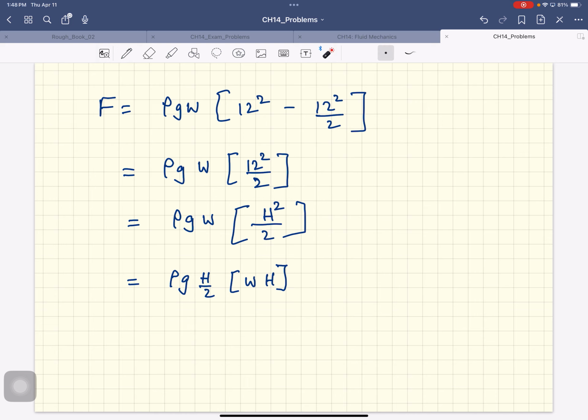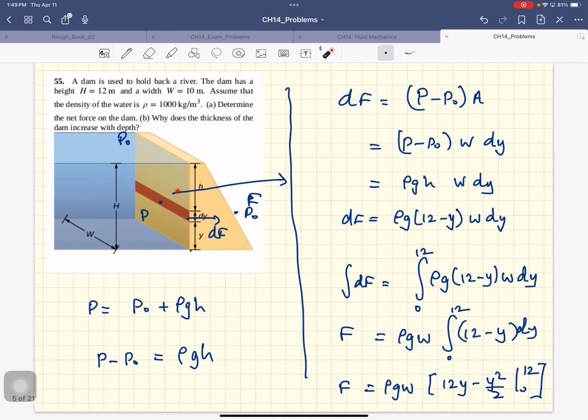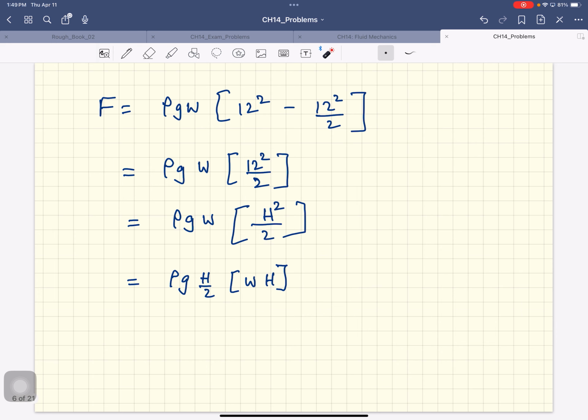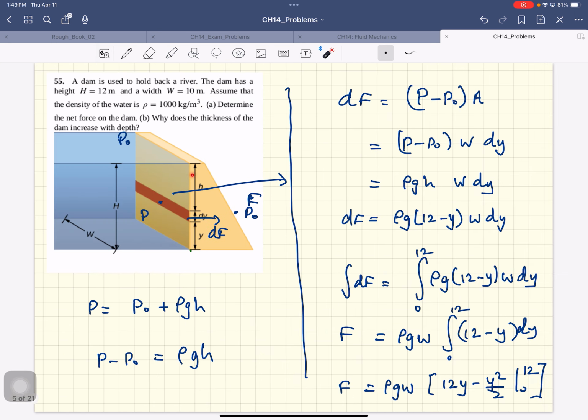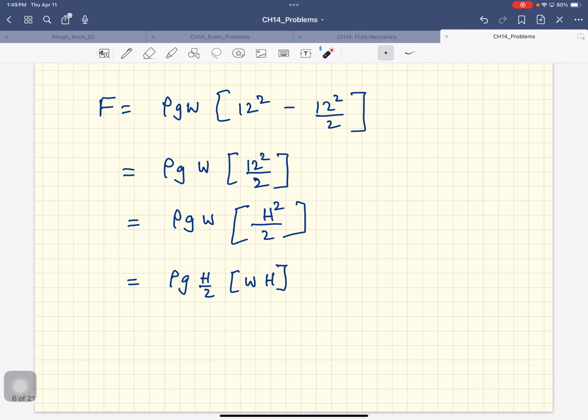Okay, so the reason I wrote it like this was, see, this is the pressure of the liquid halfway down the wall. That's the average pressure on the wall. So that's the average pressure, and that's the area of the wall, width times height. So the total force is equal to average pressure times the area of the wall. Did you guys understand that?